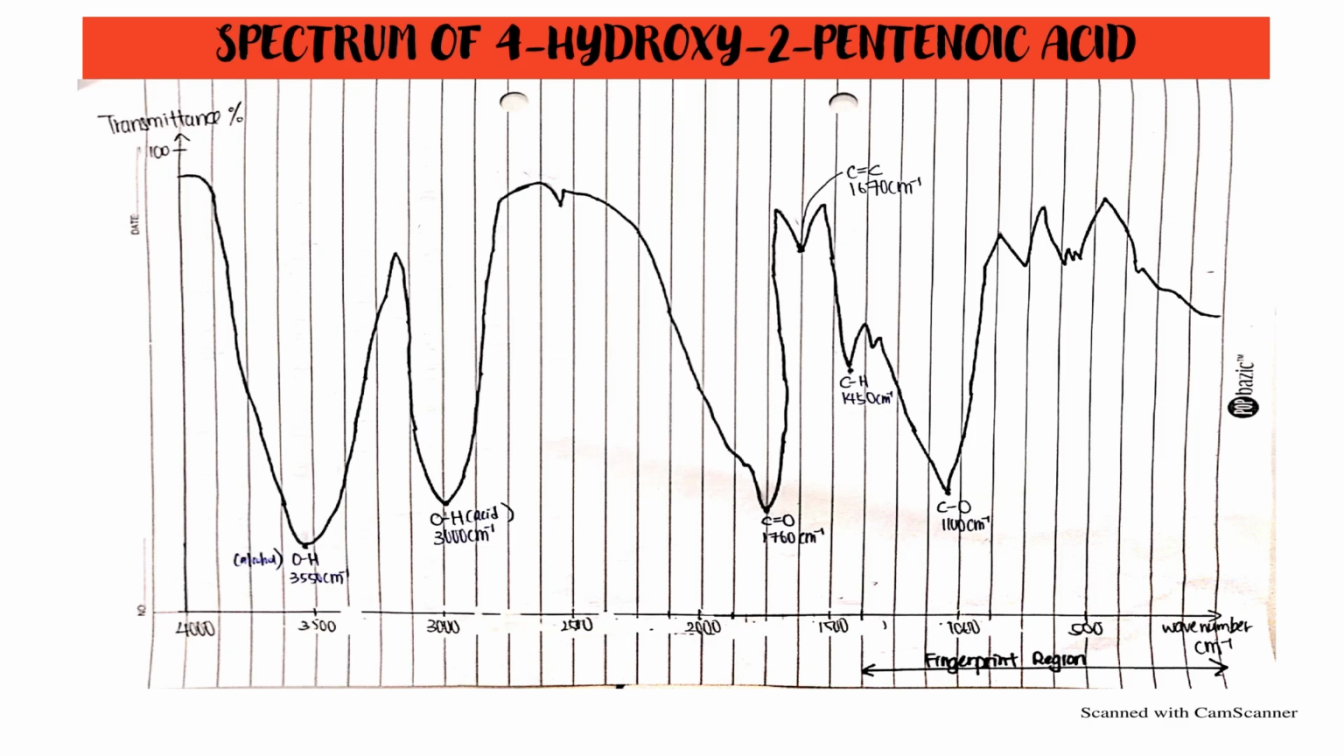Next, there is a strong peak at 1760 cm-1, showing the existence of C=O stretching bond, carboxylic acid. There is a weak peak at 1670 cm-1, showing the existence of C=C stretching bond, alkene. We also found that there is a medium peak at 1450 cm-1, showing the existence of CH bending bond. In the fingerprint region, there is a strong peak at 1100 cm-1, showing the existence of CO stretching bond. But this data is not reliable.